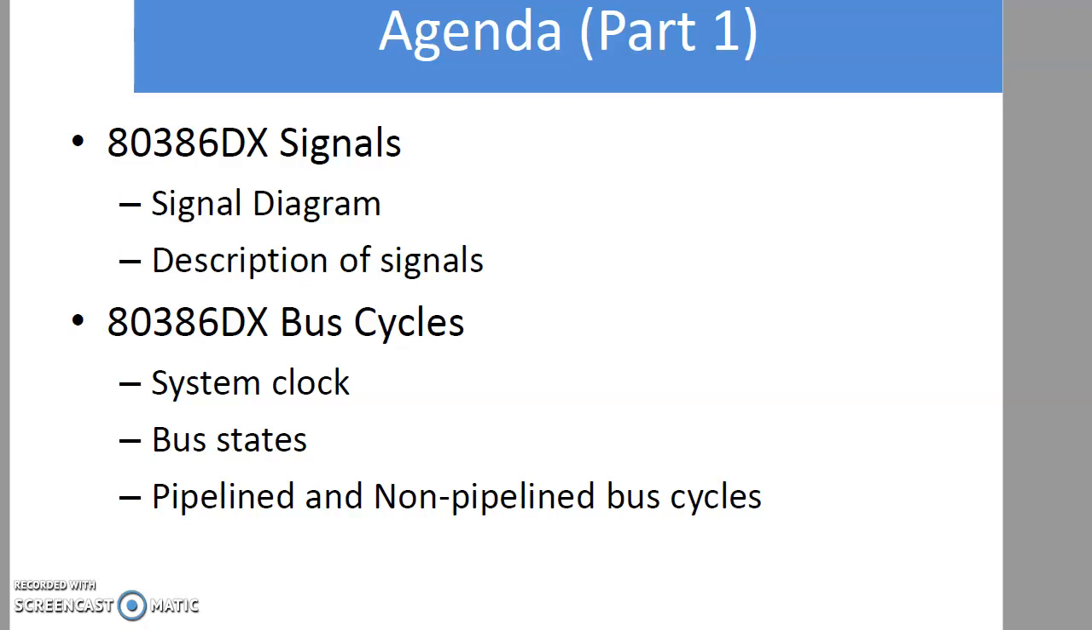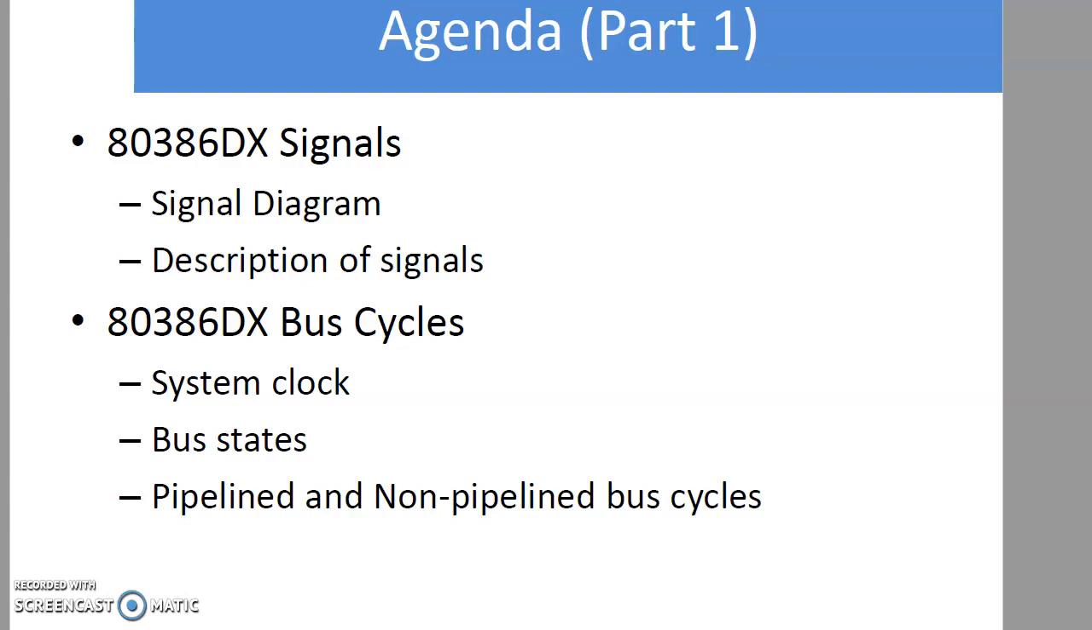Today we are going to discuss some concepts of Unit 6 associated with bus cycle. So we are going to discuss 80386DX signals. We are going to look at the signal diagram, description of signals. Then in brief we are going to discuss 80386DX bus cycles, system clock, bus state, and the pipeline and non-pipeline bus cycle concept. So this is the part 1 of the video session.